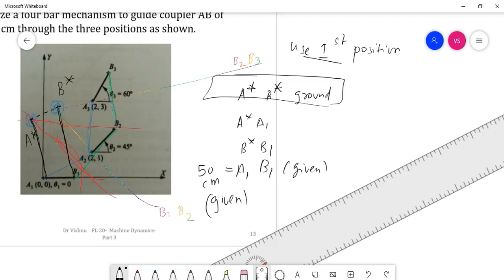This is if you use the first position. Now, if the problem says use the second position, what you will do is connect A star with A2, B star with B2, and then again you have 4 links. Measure the length of the links, and that will be the final answer.